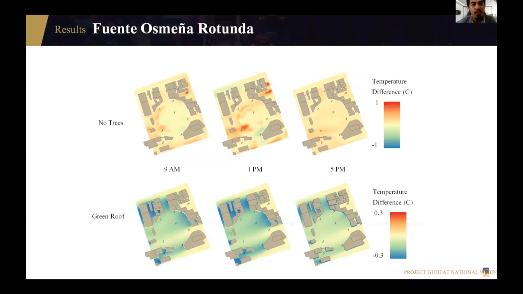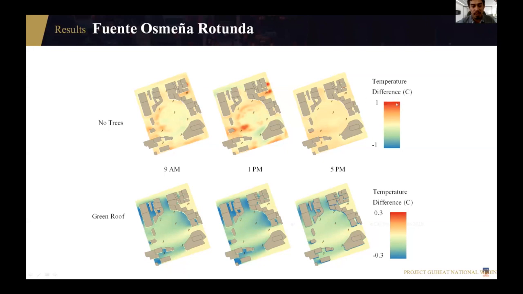Now let's go to Puente Osmeña Rotonda. So let's focus here at 1 p.m. for the temperature difference of the actual scenario and the no tree scenario. As you can see here, there is a red spot here and also this one. These red spots are where the trees were supposed to be. So at 1 p.m., which is the hottest time of the day, the absence of trees makes the air temperature at 2 meters above the ground relatively higher by 1 degree Celsius from the actual scenario.